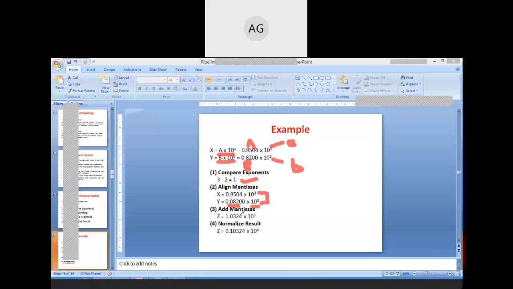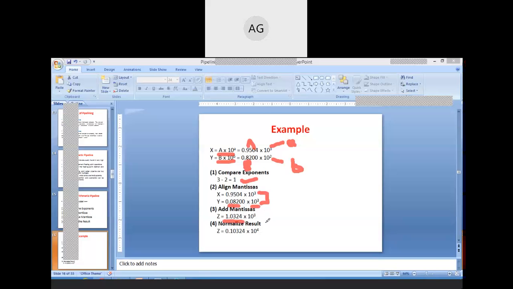Now we can add the mantissas in step 3. When we add 0.9504 plus 0.0820, we get the value of z as 1.0324 into 10 to the power 3.